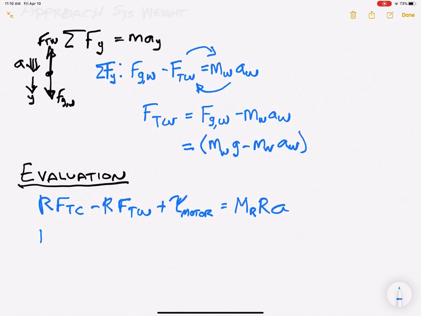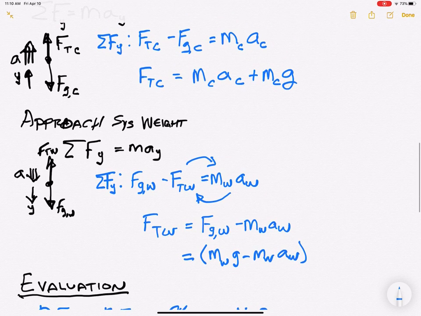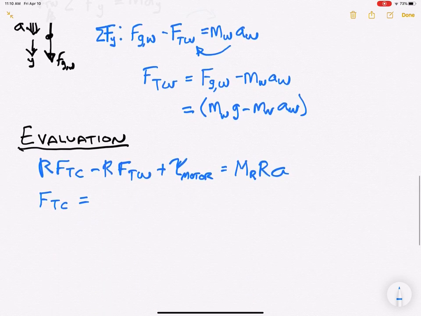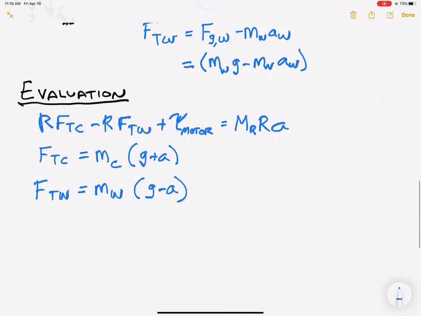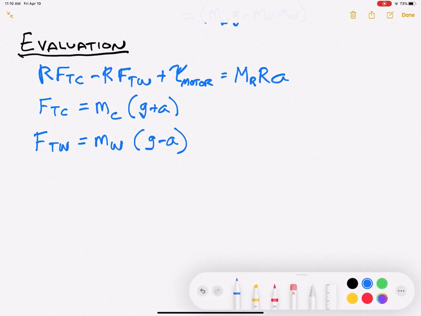The force, the tension on the car, is going to equal, I'm going to pull the masses out so that we wind up with, mass of the car and then G plus A, and the force of the tension from the counterweights is equal to the mass of the counterweight, G minus A. So let's go ahead and put in our values and solve for the T of the motor.